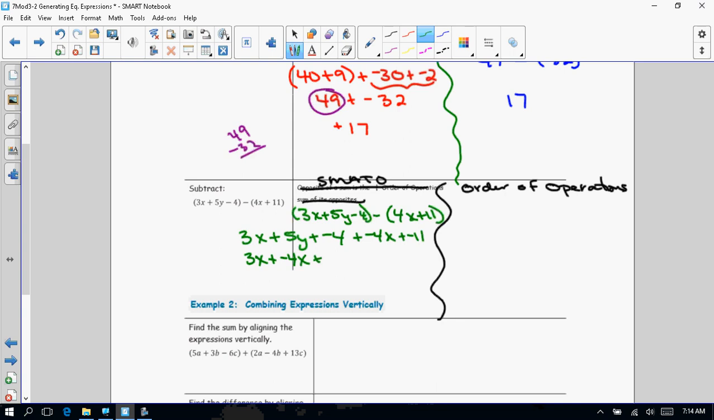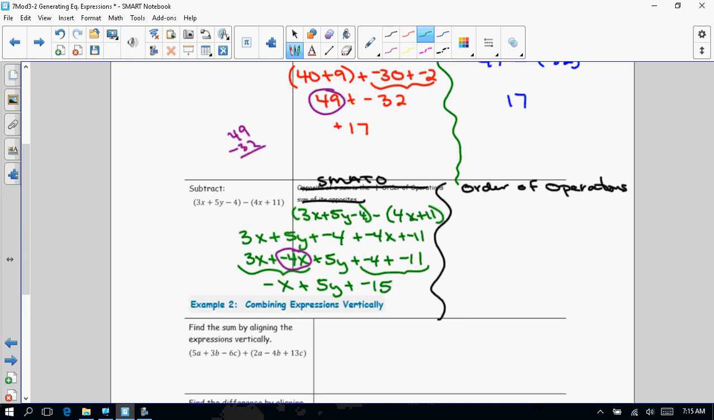Nothing goes with the 5y, so I'll just leave the 5y alone. And then I have my negative 4 and negative 11. I can combine my x's, right? 3x plus negative 4x, 4 is bigger. The signs are different, so I'm going to have a negative 1x, or negative x. Nothing gets combined with my 5y, so it just keeps on coming. And then I have negative 4 and negative 11. The signs are the same, so I just add them. 4 and 11 is 15, and they're both negative.